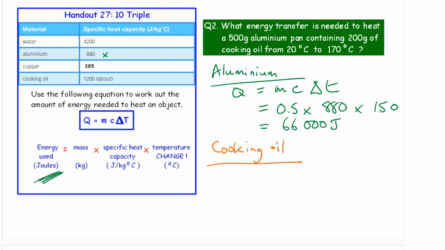But of course, we also heated up the cooking oil. So we do exactly the same equation again. Put in the values. So the mass of the cooking oil, 200 grams, 0.2 kilograms, times by the specific heat capacity, it's about 1,200. I got that from the handout. And then you times it by the change in temperature. It's the same as it was for the aluminium, 150 degrees C.